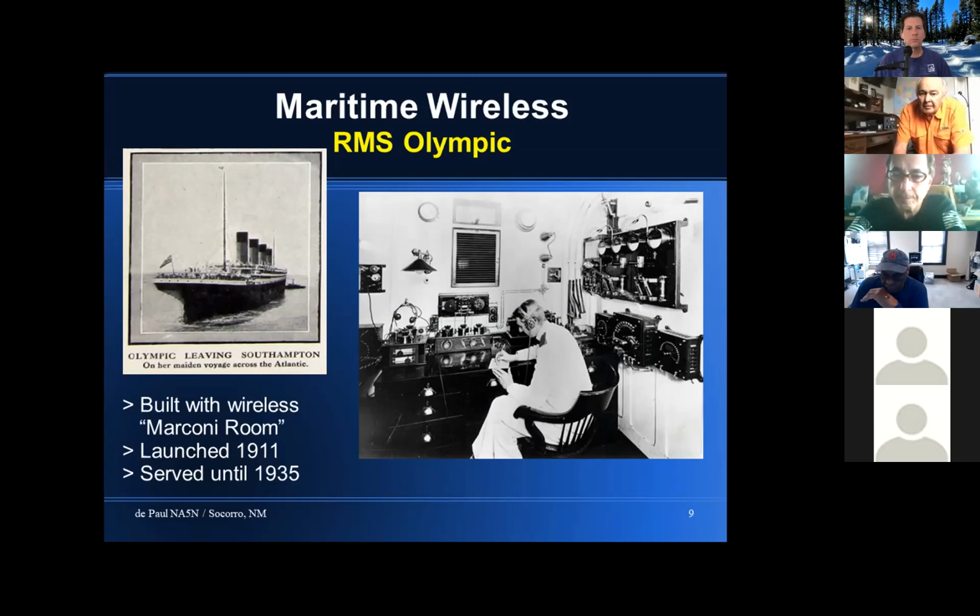This is the sister ship Olympic, which was basically the same ship, and everything else was pretty much the same. That, Richard, for you, indicates that the Olympic is leaving Southampton, so that may be where both of those took off from. I'm not sure. Right.